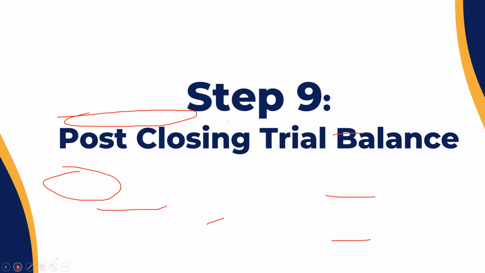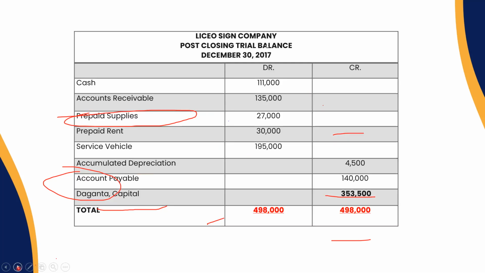Kasi, di ba, after we make our FS, nag-close tayo ng books. After natin nag-close ng temporary accounts, yung expenses, withdrawals, revenue, wala na sila. They are already closed to the capital account. Na-adjust na natin sila sa capital account mismo. So, what is our beginning balances for this new year? Here. Ito na siya.